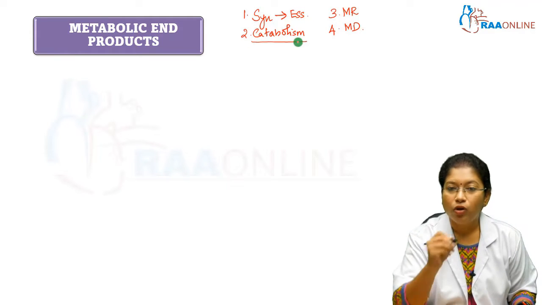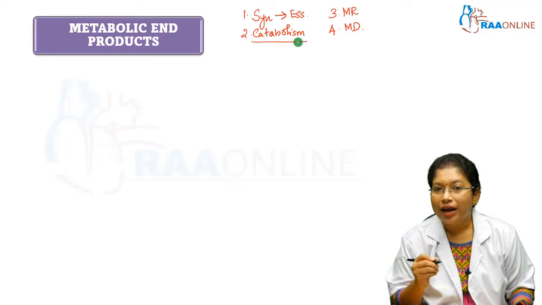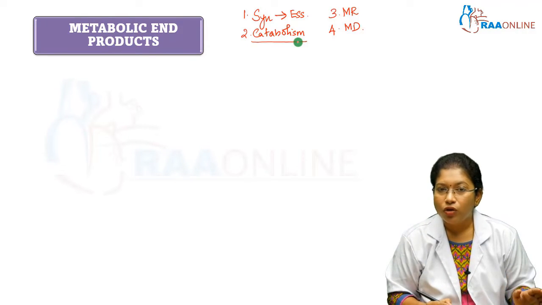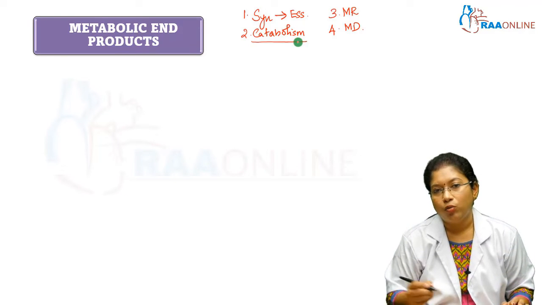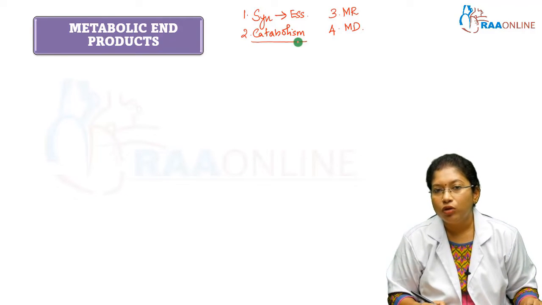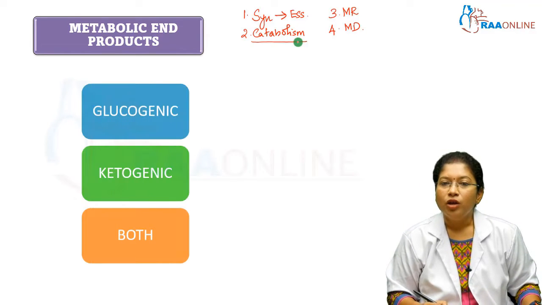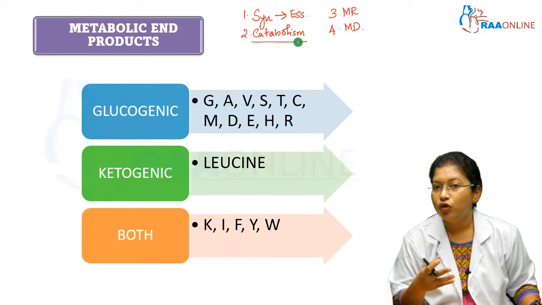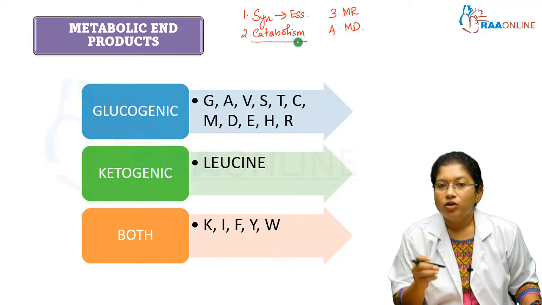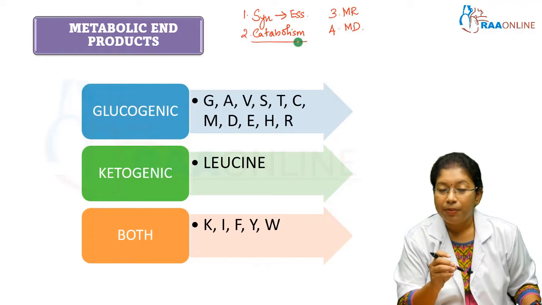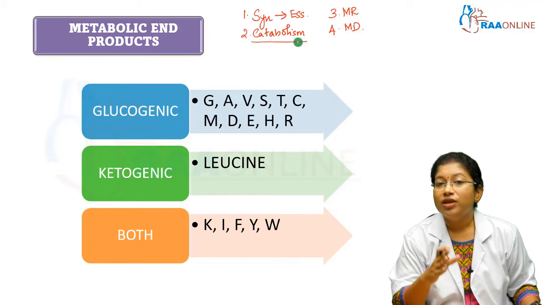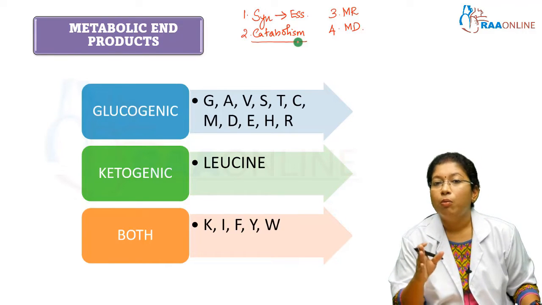What about catabolism? What are the metabolic end products of tryptophan? It can give glucose as well as ketone bodies. Hence it is both a glucogenic and ketogenic amino acid. So we have seen many classifications of amino acids, one of which is the metabolic end products classification, that is whether it is glucogenic, ketogenic, or both.